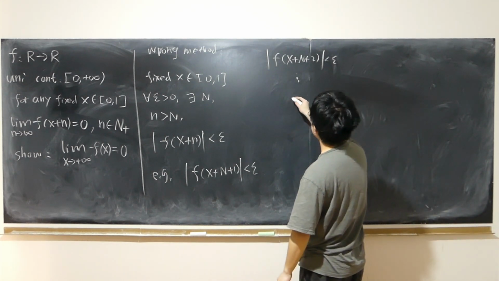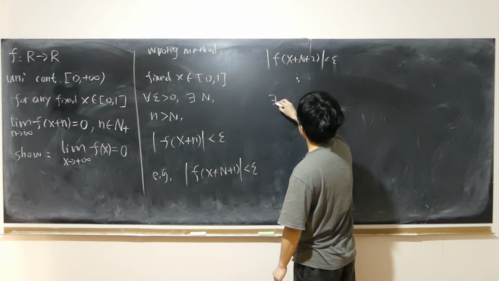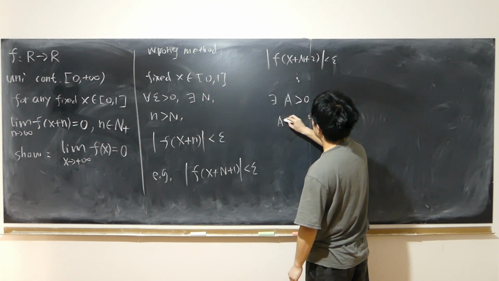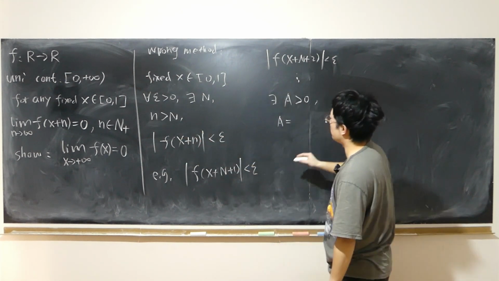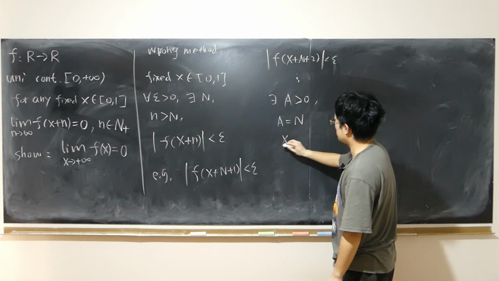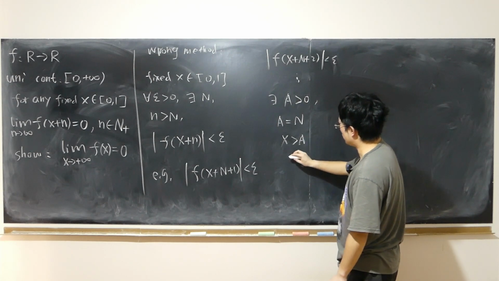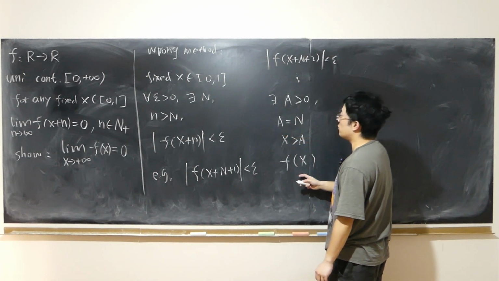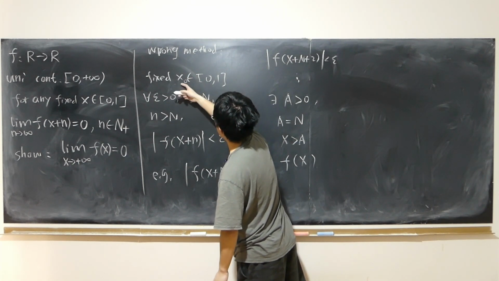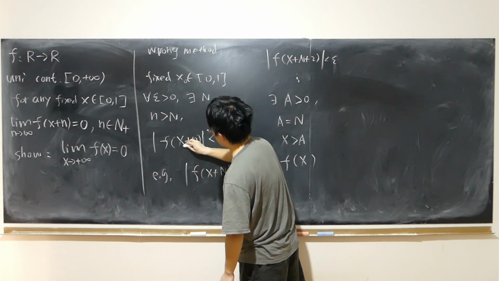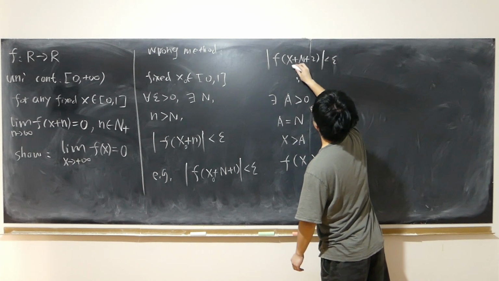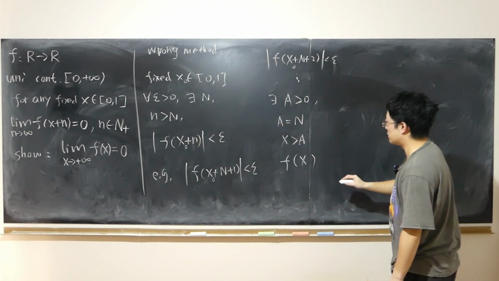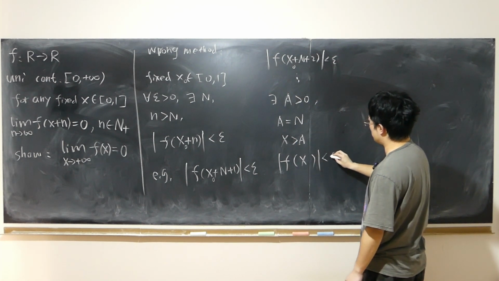So does that mean that we've actually found a capital A bigger than 0, where capital A is equal to this capital N? So as long as x is bigger than this capital A, according to the definition, we always have f of x. Perhaps I'll just distinguish this x from this x. Maybe I'll just fix x naught, any fixed x naught in this closed interval. So this x is bigger than this capital A. Capital A is this capital N we've just found. So we always have the absolute value of f of x smaller than epsilon.